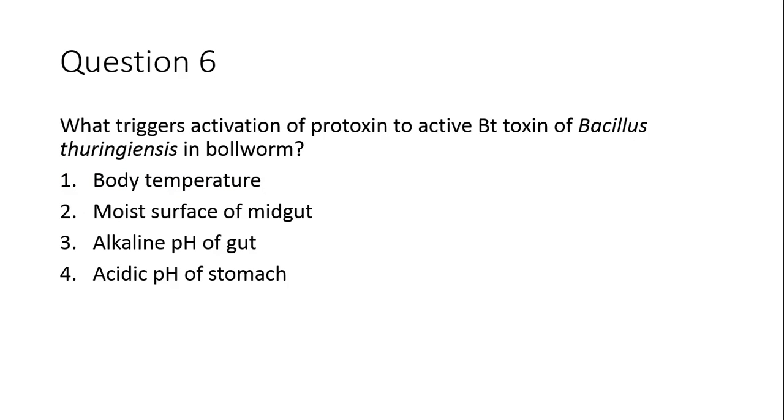Question 6. What triggers the activation of protoxin to active Bt toxin of Bacillus thuringiensis in bollworm? The options are body temperature, moist surface of midgut, alkaline pH of gut, acidic pH of stomach. C. Bacillus thuringiensis is a biocontrol agent.